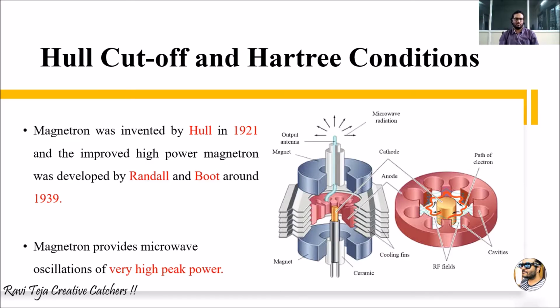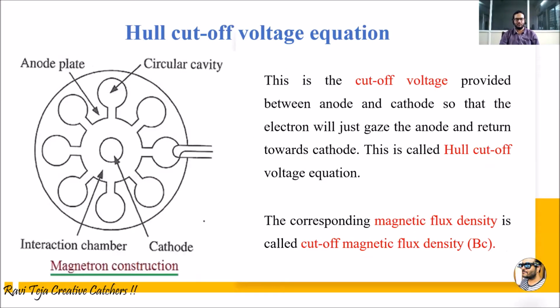Now, we need to know how the Hull cutoff and the Hartree conditions, or the voltage equations, are applied to the magnetron. Okay, let's see one by one. First, let us see the Hull cutoff voltage equation. The Hull cutoff voltage is the voltage provided between the anode and cathode so that the electrons just graze the anode and return towards the cathode. That is called the Hull cutoff voltage equation.